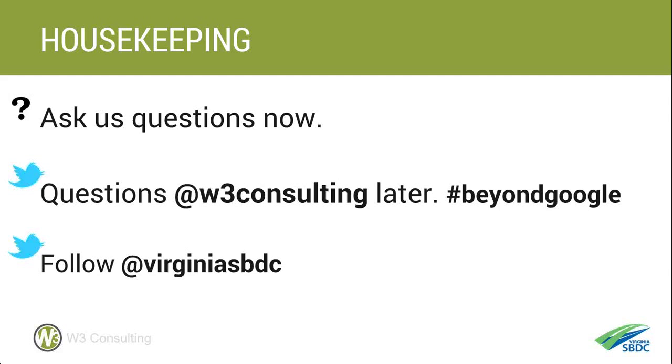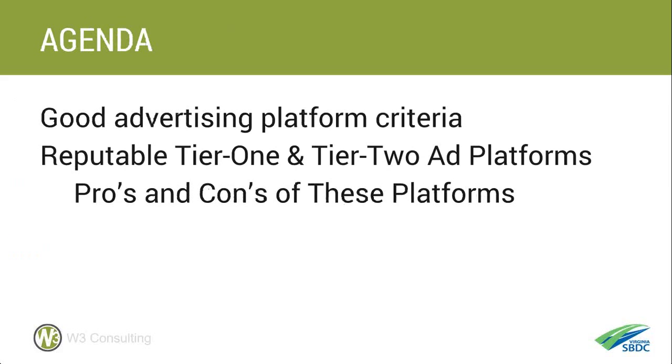So today's agenda is a brief one, but it is actually a pretty substantive topic. We're going to cover an overview of advertising platform criteria, what makes a good advertising network, or ad network as they call them, and we're going to talk about the reputable ones that are out there. We'll talk about Tier 1 and Tier 2 ad platforms, and the pros and cons of some of these platforms, and I'm going to take you to some of their websites so you can see what they're really all about. This is an overview, so I'm not going to get into a lot of nitty-gritty on some of these, but I will talk about some of the pros and cons of these ad networks.